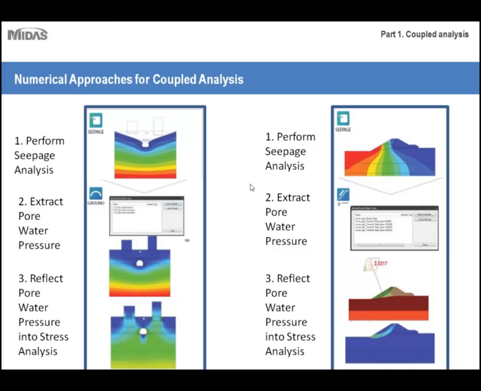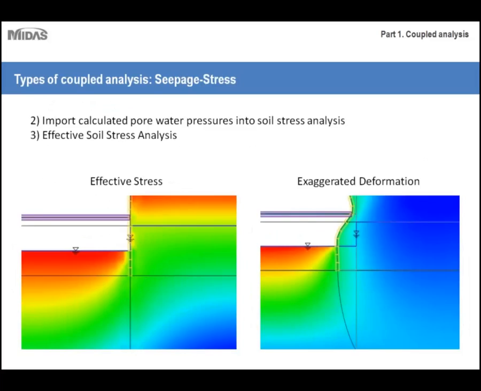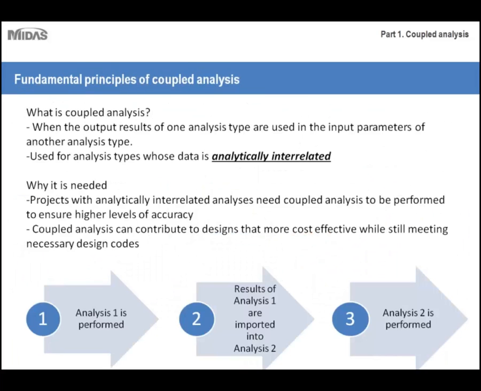Those are just the basic principles of coupled analysis. As a review, let me go back to where we began before I give you the quiz. Coupled analysis is used for analysis types whose analyses are interrelated, or analytically interrelated. So you need one analysis to be performed before you can successfully or accurately run the other.